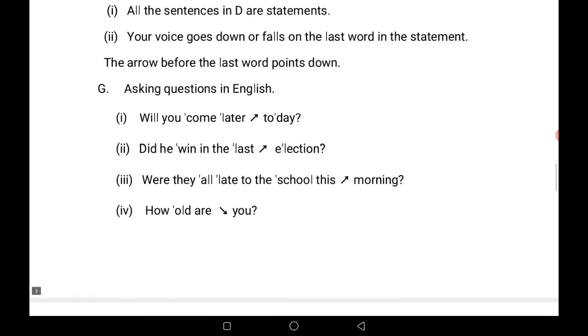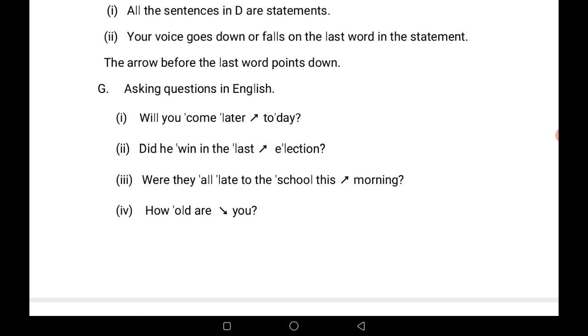I made you understand that generally in English, there are two types of questions. We have the first one to be yes or no questions. That is questions that require a yes or no as answer. For example, will you come late tomorrow? Or will you come late today? You can say yes or no. You didn't win in the last election? You can either say yes or no.